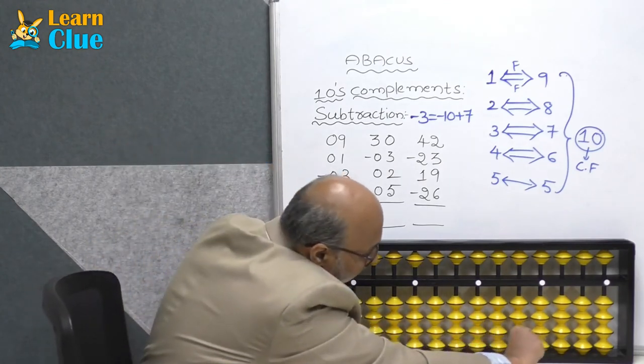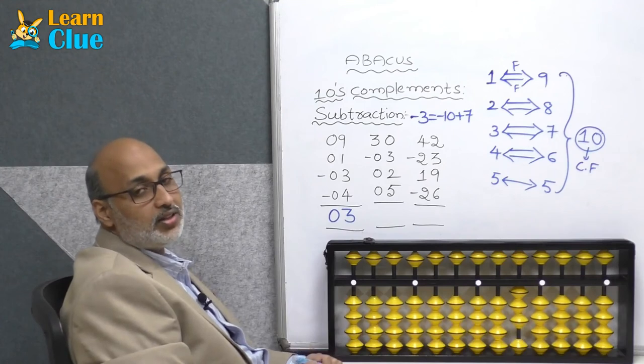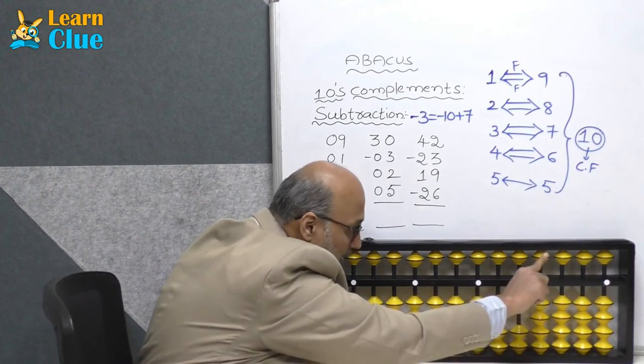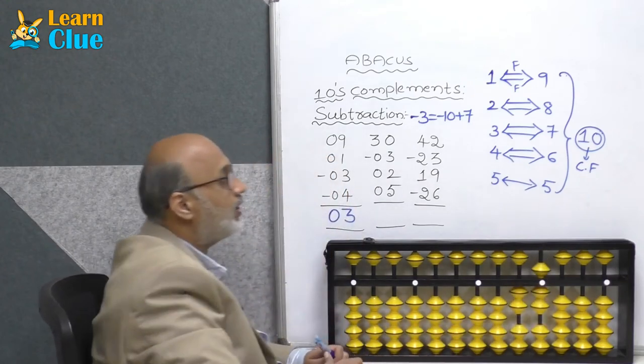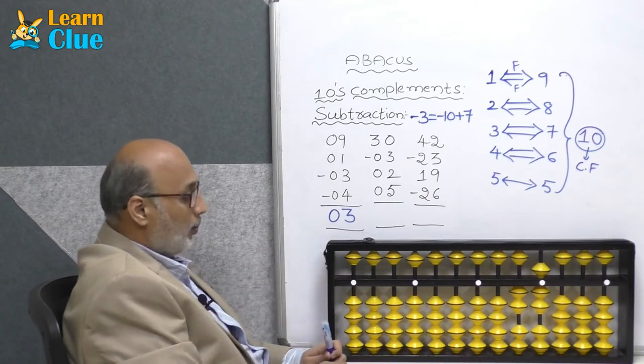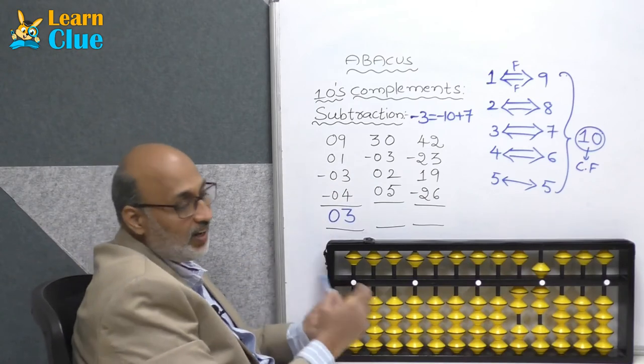30. Minus 3. They are asking minus 3. Who is the friend of 3 here? 7. So minus 10 plus 7. Okay. Now they are asking plus 2. How to do plus 2? Which is direct.